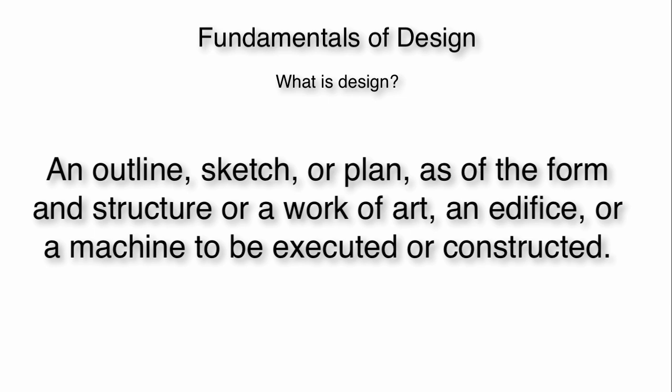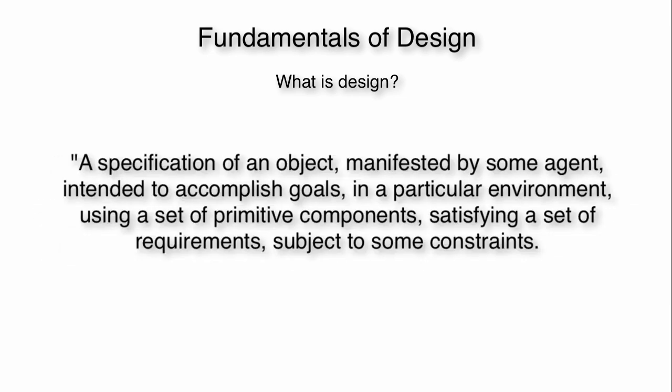So it's really kind of vague, and it doesn't really specify much in terms of how it could work or how it's even utilized. Now, the definition, of course, has changed over time, and a little bit more of a refined one that I do like from Paul Ralph and Yarwan, some mid-century designers, is a specification of an object manifested by some agent intended to accomplish goals in a particular environment using a set of primitive components satisfying a set of requirements subject to some restraints.